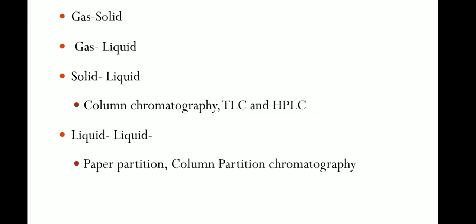So in solid liquid chromatography, there is a solid stationary phase and a liquid mobile phase. Examples are column chromatography, TLC and HPLC, and also HPTLC, high performance thin layer chromatography. And the next one is liquid chromatography, where both the stationary phase and mobile phase are liquids. Examples are paper partition chromatography, that is paper chromatography, and then column partition chromatography.